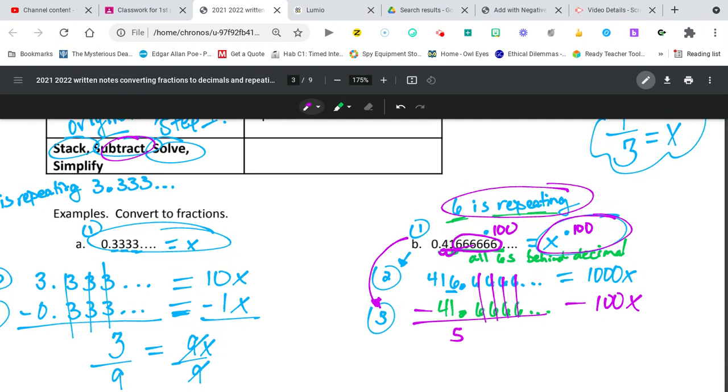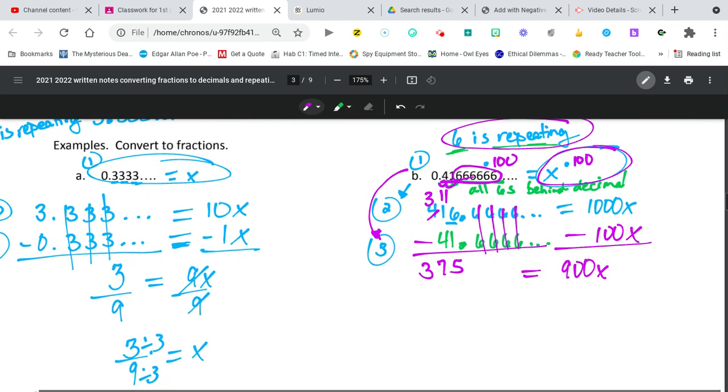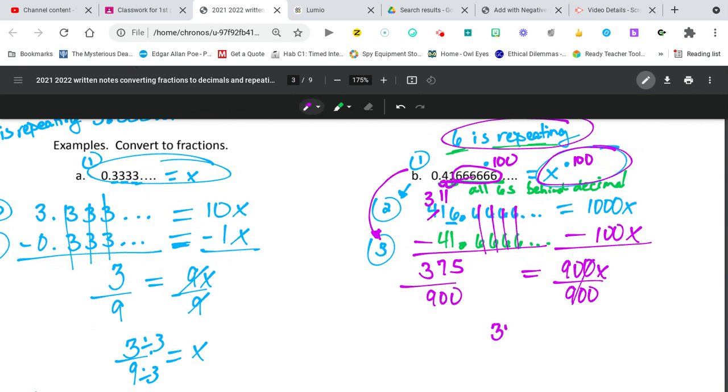6 minus 1 is 5. I'm going to have to regroup here. 7. It's 375. And then over here, 1,000 x's minus 100 x's is 900 x's. And to solve for x, I just divide both sides by 900. These cancel. So I end up with 375 over 900 equals x. And I'm going to go back to quarters because I showed you all this the other day.